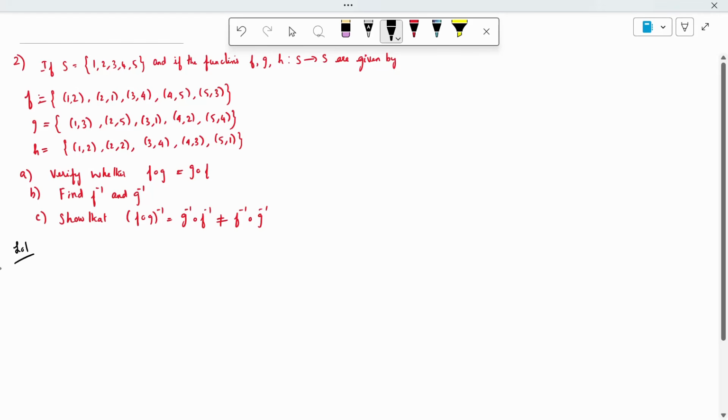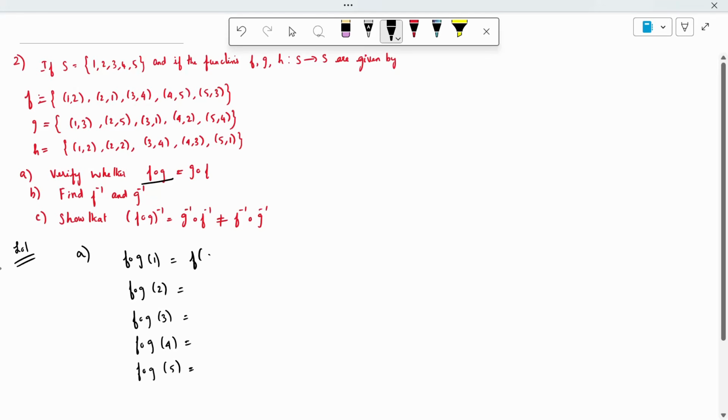So first we will verify the first case: F composition G. F composition G means it's nothing but all the 5 elements of S. So it is nothing but (F∘G)(1), (F∘G)(2), (F∘G)(3), (F∘G)(4), (F∘G)(5). So this only we need to verify.